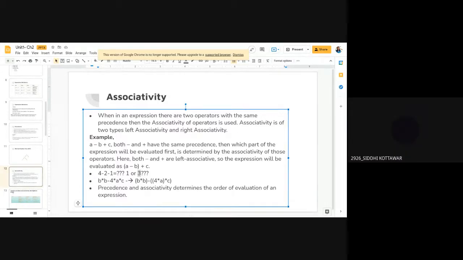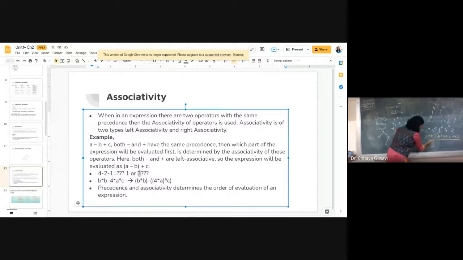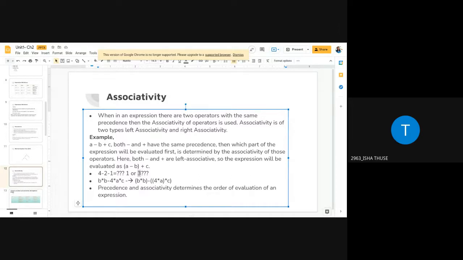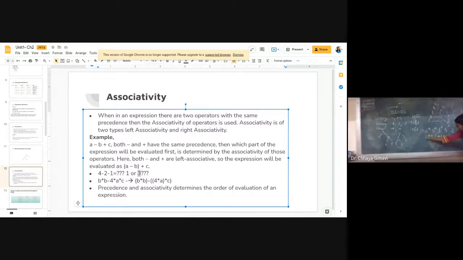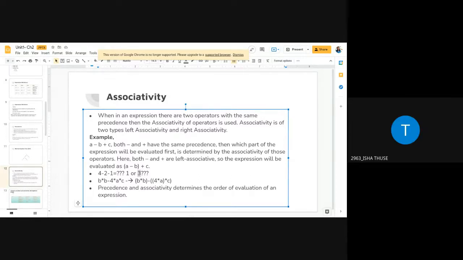So we are trying to solve this expression from right to left. So that is called right associative. 4 raised to 2, then 3 raised to 1, and then 2 raised to 3.